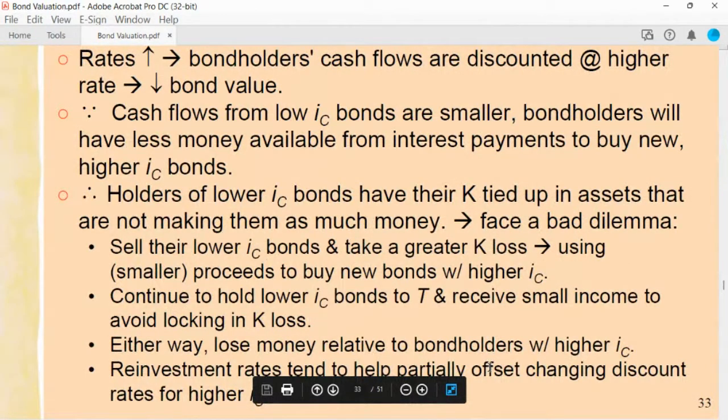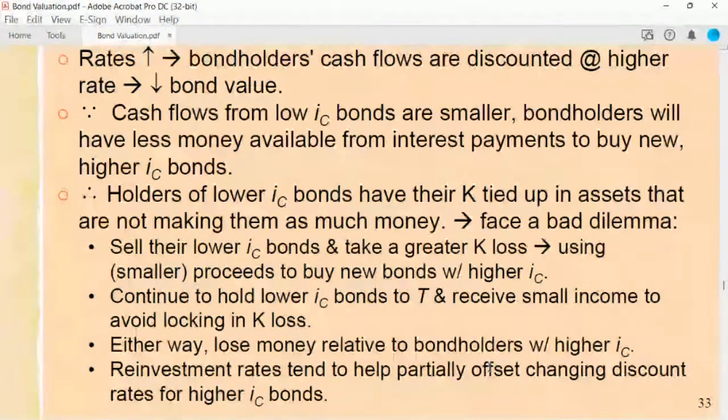Suppose the coupons are received. What do you do with the coupons? People generally have two choices. You have a 10-year bond at a 10% coupon rate, which means for the next 10 years you will receive $100 every year. Now, you can spend it, or you can reinvest it. And if it is possible to reinvest it at the same 10% rate, this will be good.